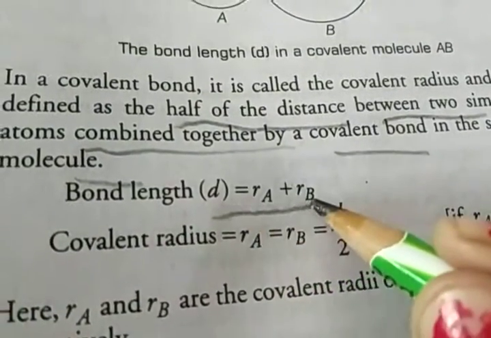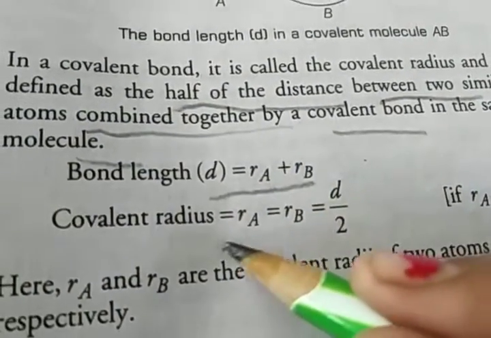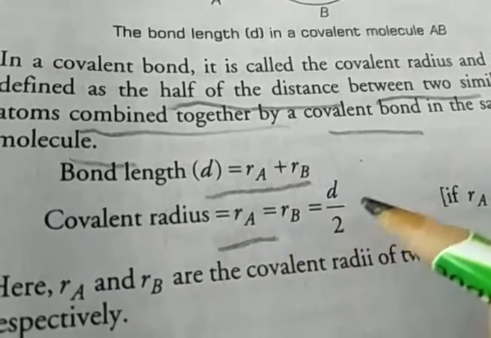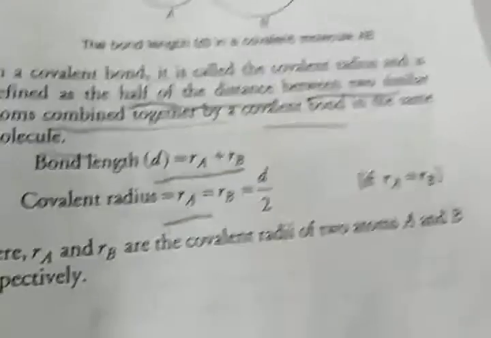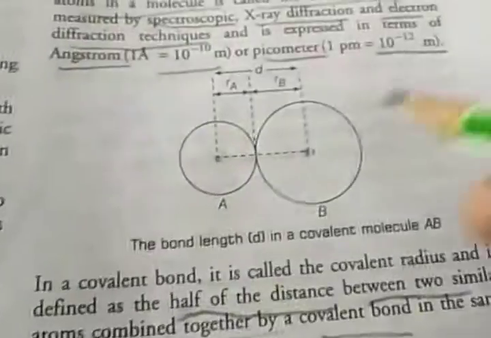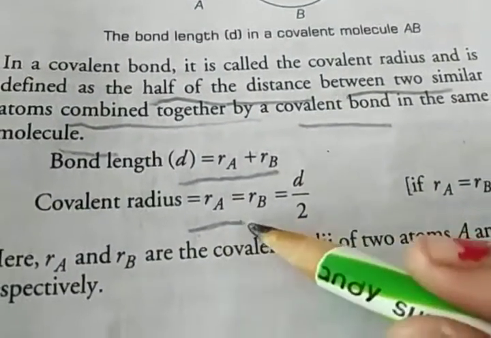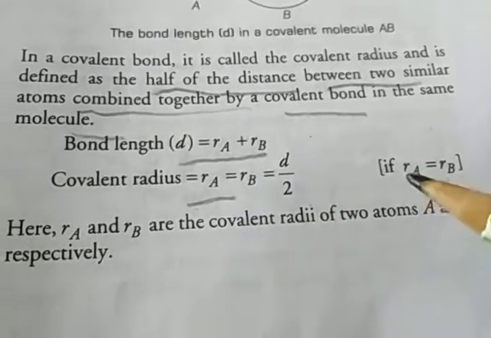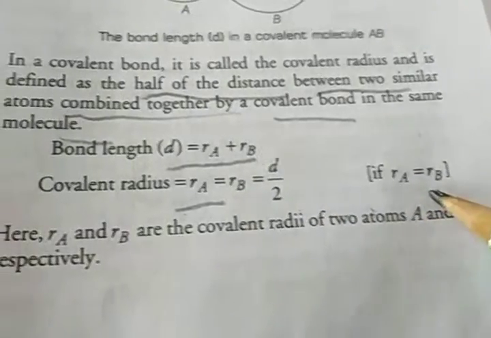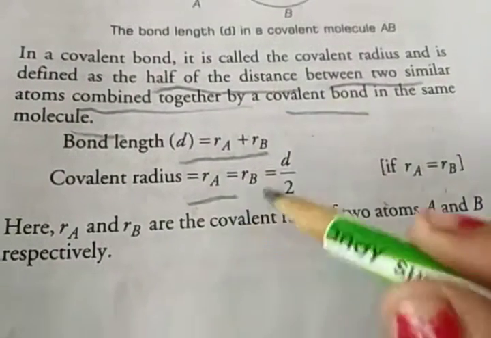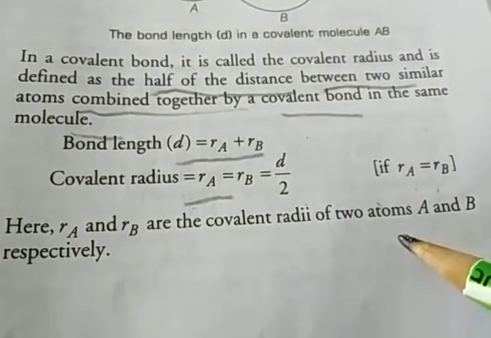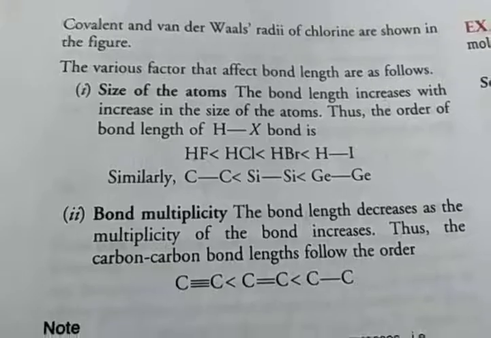We have to say covalent radius. Bond length d is equal to RA plus RB. So covalent radius RA is equal to RB is equal to d upon 2, if RA is equal to RB. So small d is equal to RA plus RB. RA and RB are the covalent radii of the two atoms A and B.